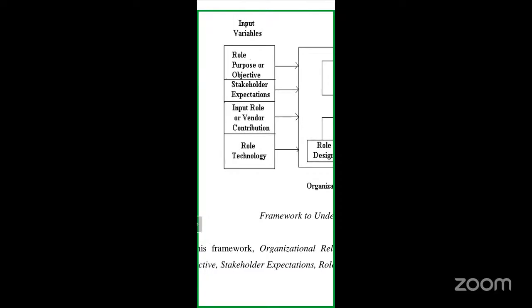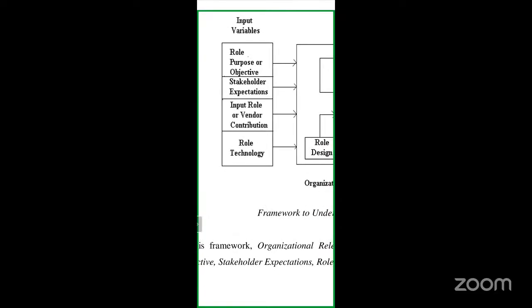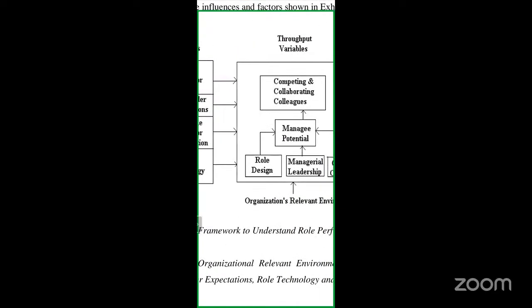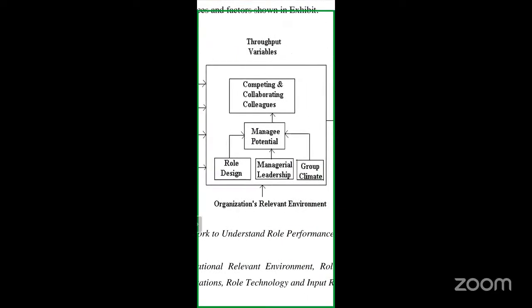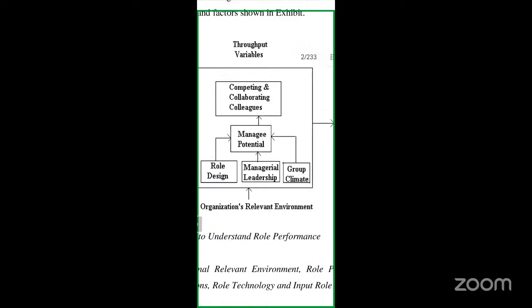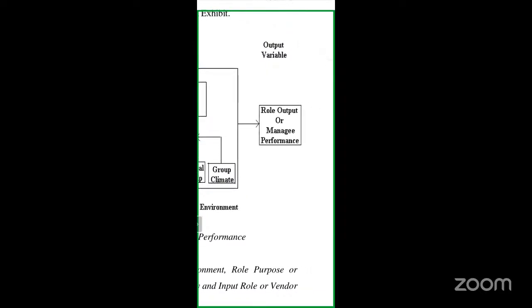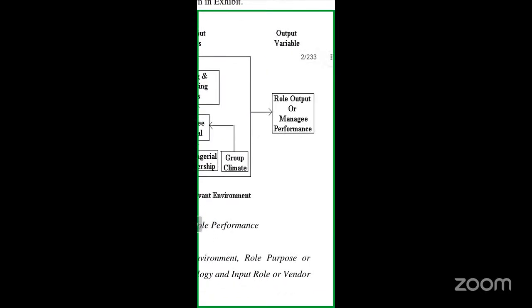Role performance or objectives, stakeholders expectations. These are the inputs to the organization relevant environment. Means these are the internal operations which will be taking place by the managerial leadership or the group climate or the manager potential, competing or collaborating colleagues and the role designed for achieving this. And the output variables are the role output or the managing performance.